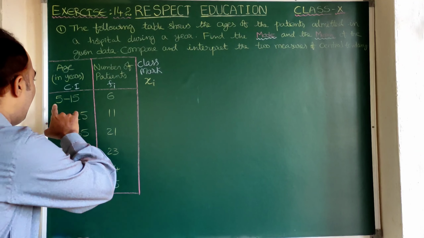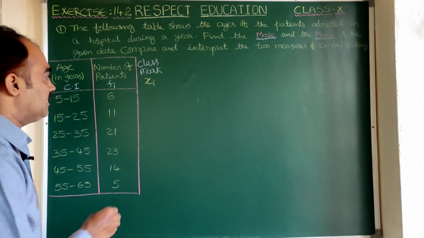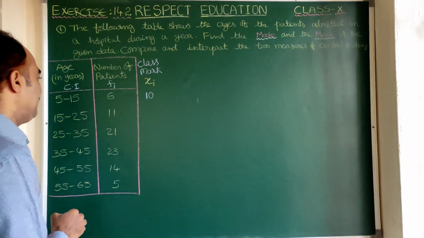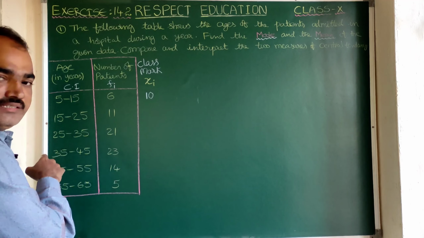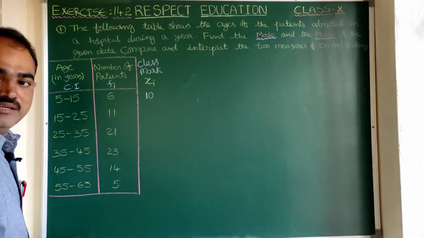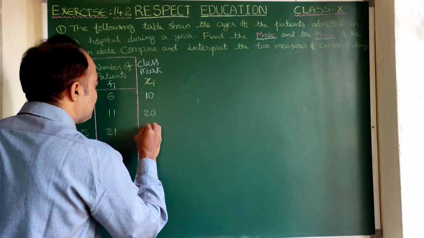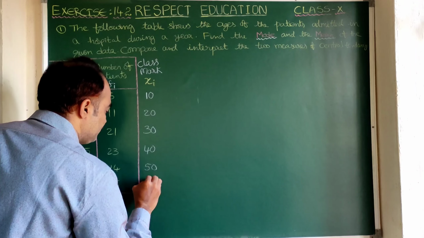Clear? 5 plus 15 is 20. 20 by 2 is 10. So x1 or first value of xi is 10. Here you observe carefully. 5 to 15 difference is 10. 15 to 25 difference is 10. So everywhere difference is 10. So 10 can be added here. So 10 will become 20. Next 30. Next 40. Next one 50. Next 60. Right.